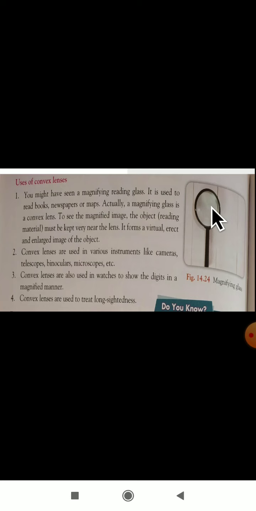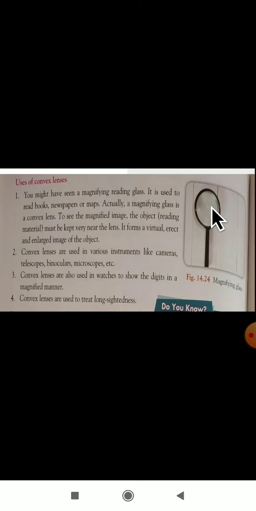As I have told, if you hold it near any letter, it will look erect. Erect is nothing but upright, and enlarged is nothing but a big letter that you can observe in this magnifying glass. Which lens is used in a magnifying glass? A convex lens is used here.